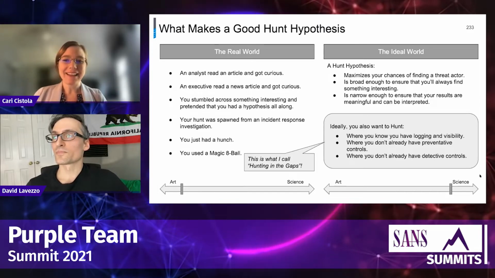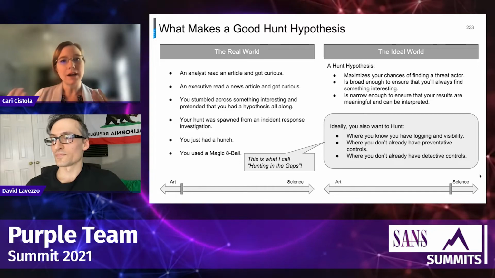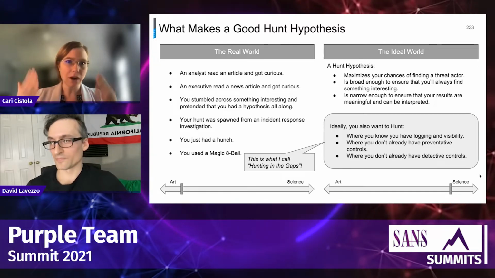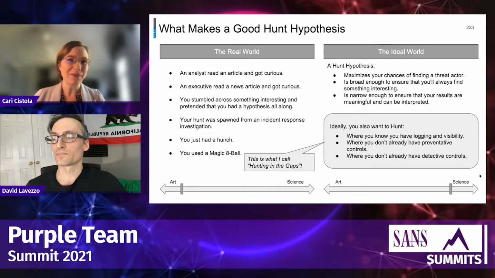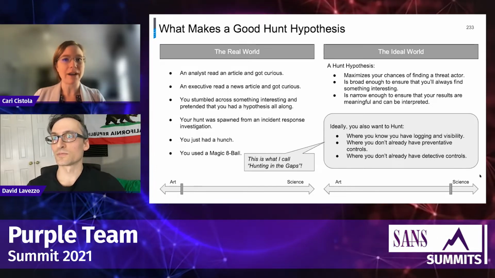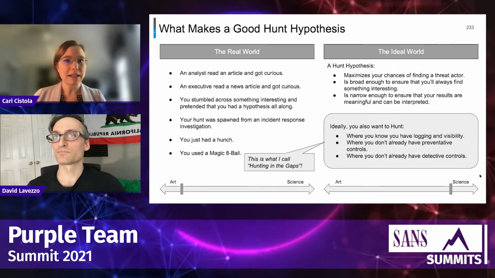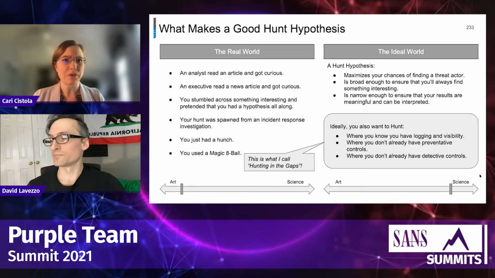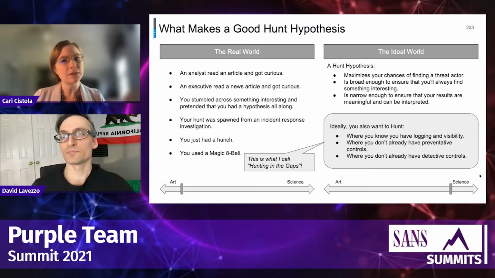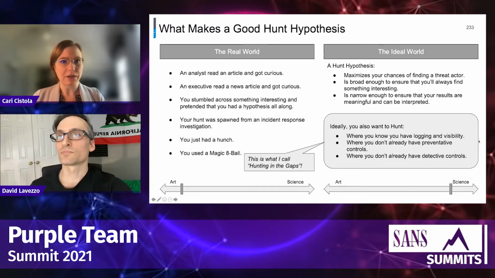And then the second piece is you want to hunt where you don't already have preventative controls, because if you're already preventing it, you don't necessarily have to have a human going out and proactively looking for it. And same with detective, right? If it's already being detected in your environment, it's probably going through a different pipeline for triage and analysis. So again, it's not necessarily the place that you'd want to direct your hunting resources.